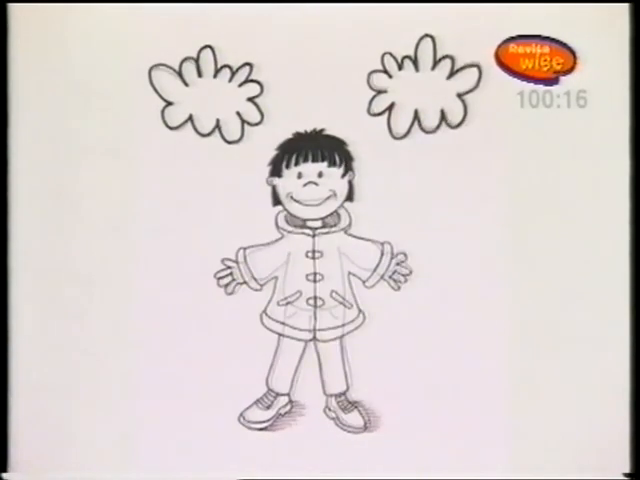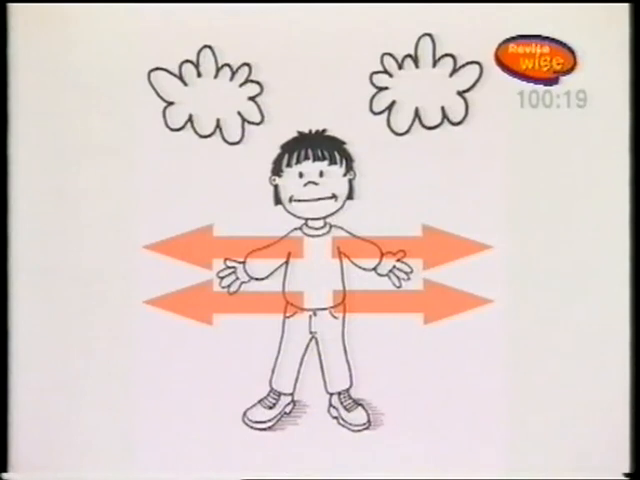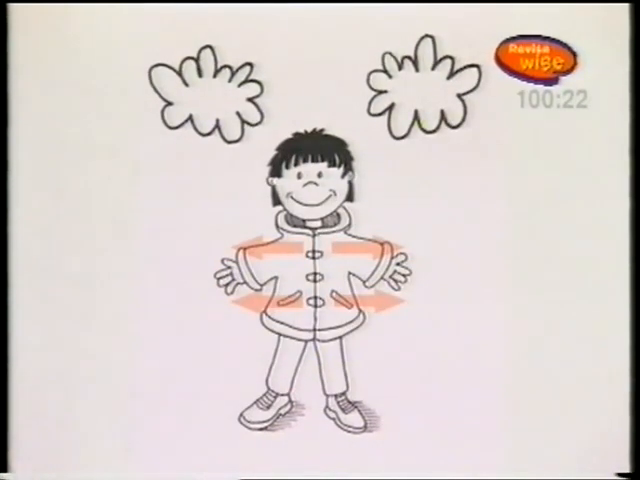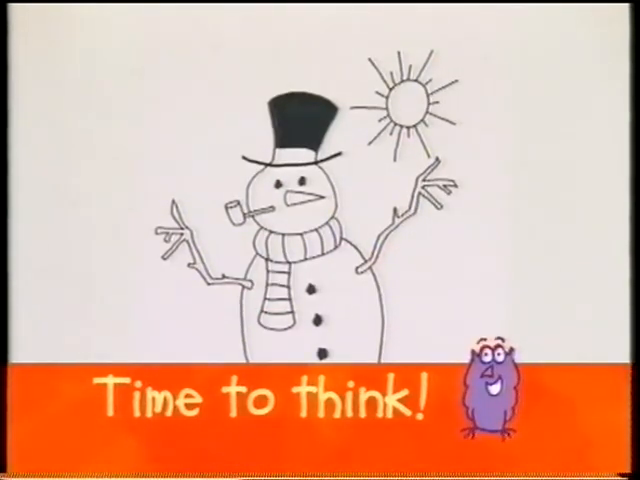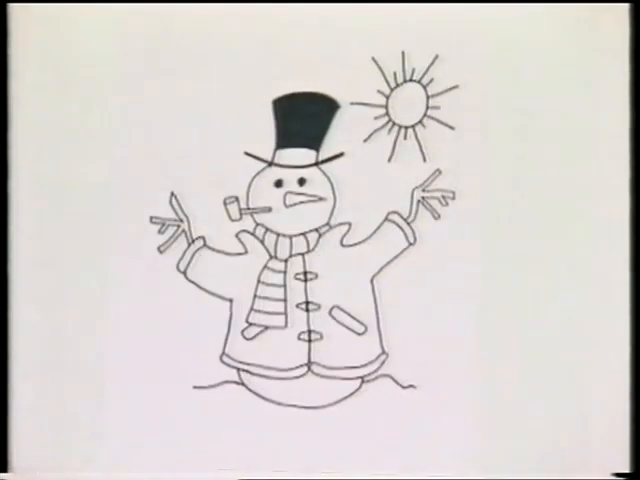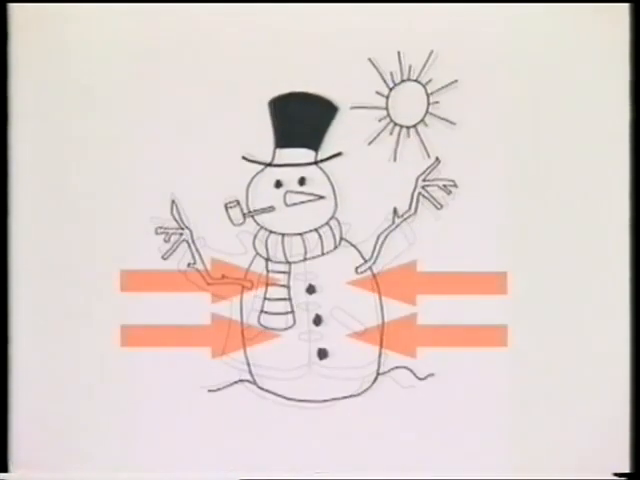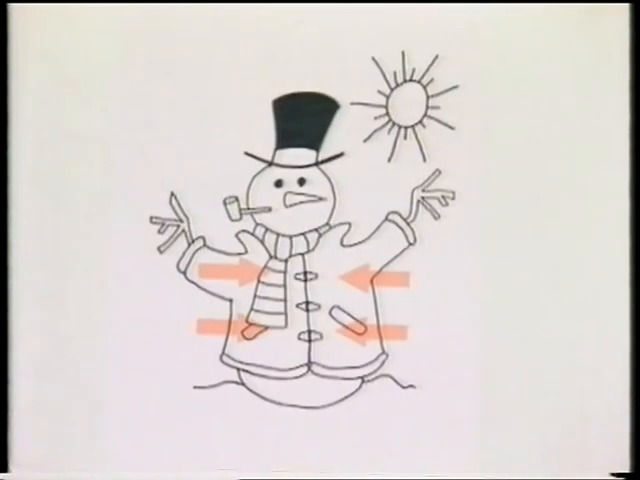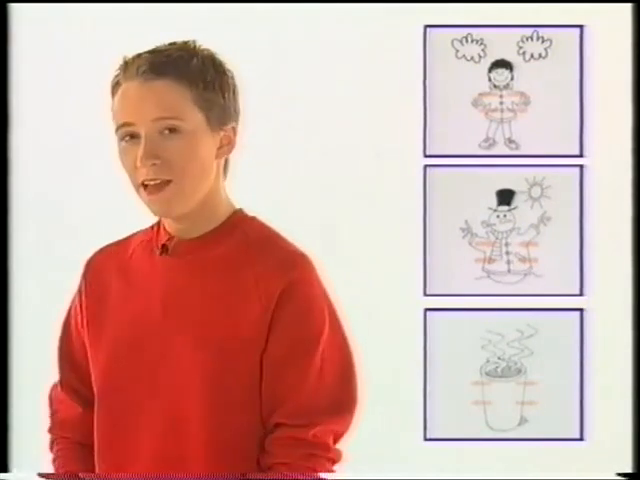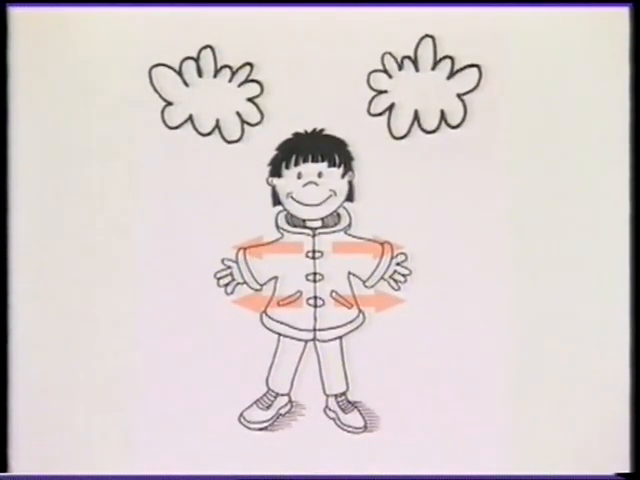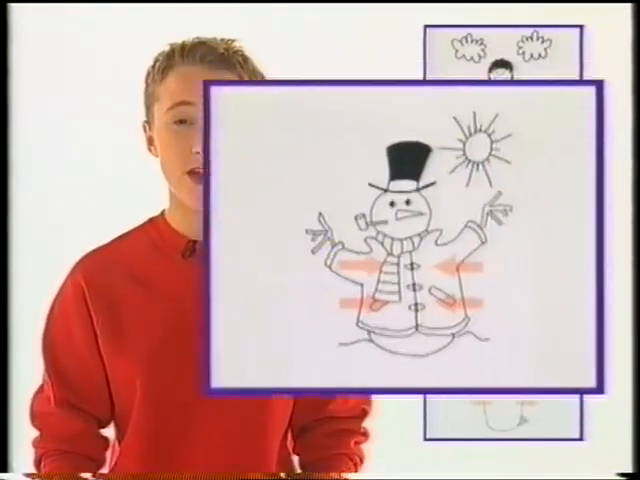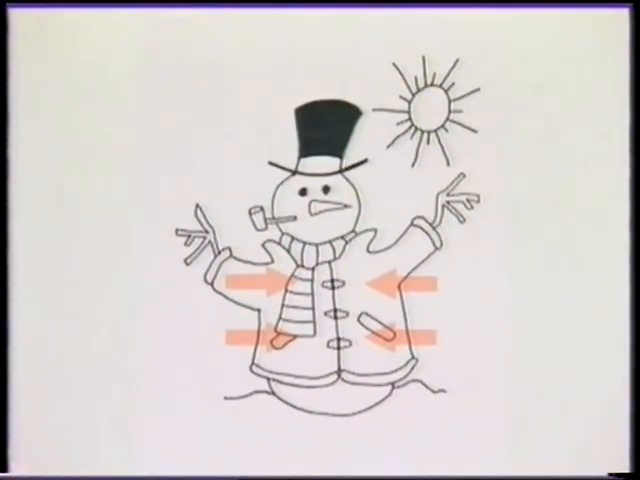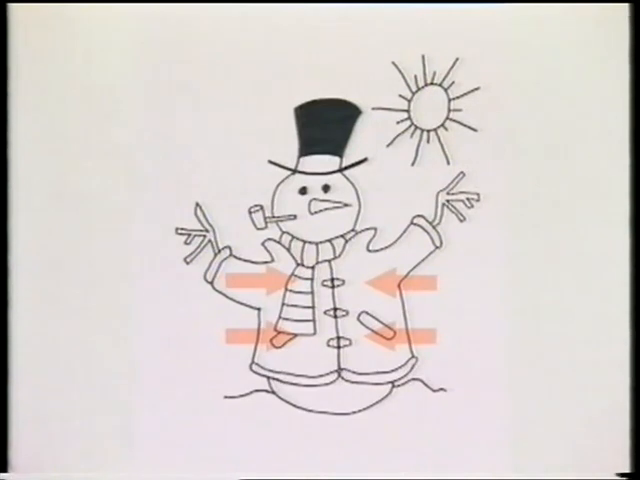Well, you could put a nice thick coat on the boy. That would make a good thermal insulator. And you could put one on the snowman as well. That would still make a good thermal insulator. That's interesting, isn't it? In the first case, the coat went on the boy to slow down the heat from the hotter boy going to the colder air. But with the snowman, the coat slowed down the heat from the hotter air going to the colder snowman. The coat is a good thermal insulator and slows down the flow of heat.